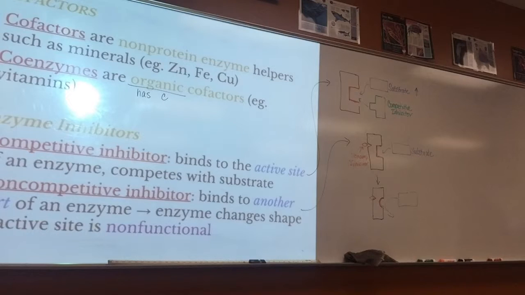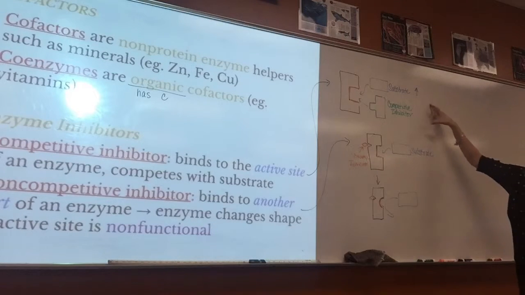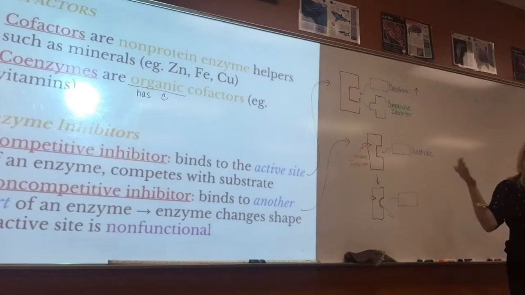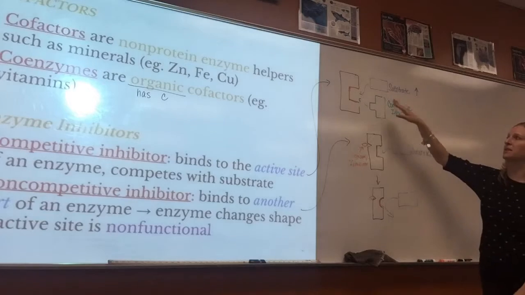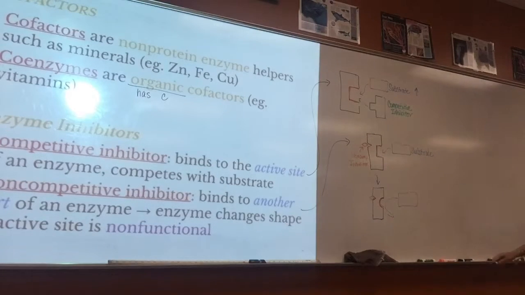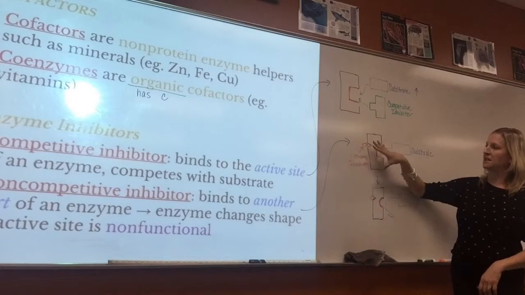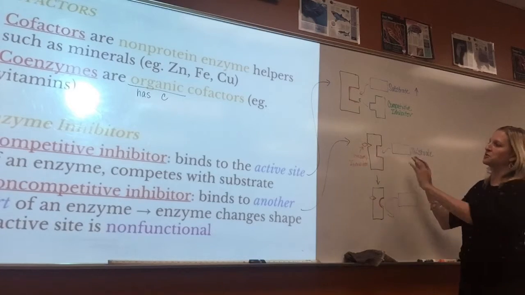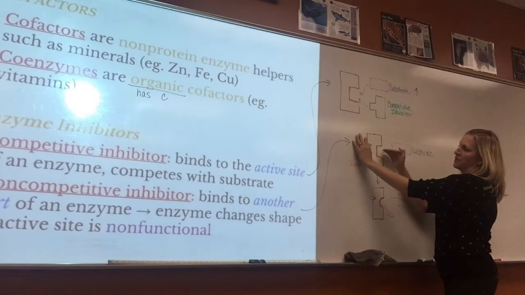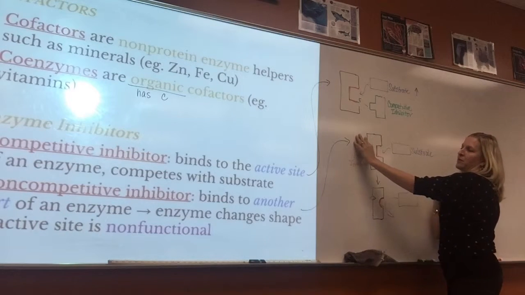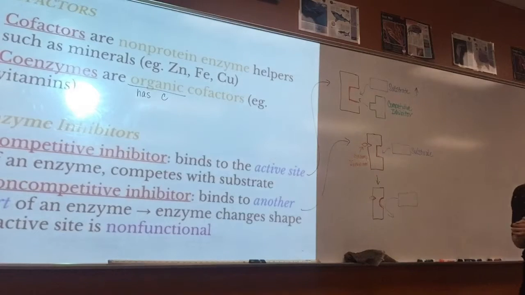And so both of these, competitive and non-competitive, lower the rate of reaction, just in different ways. So this one's not changing the shape, but it gets there first, and this one's actually changing the shape. But the non-competitive inhibitor would have to get to the enzyme first, before the substrate. If it didn't get there first and the substrate got there first, the reaction would still occur, all right? So those are two different inhibitors.